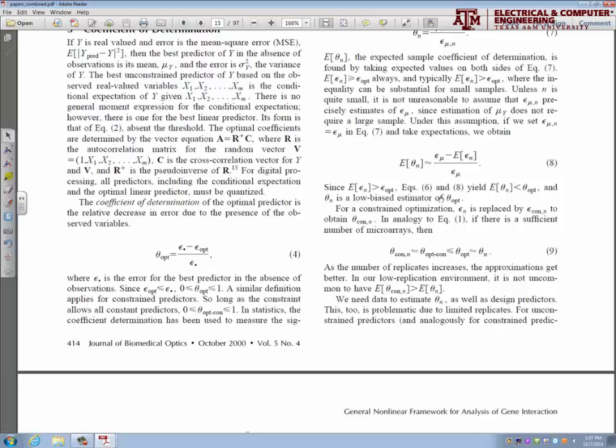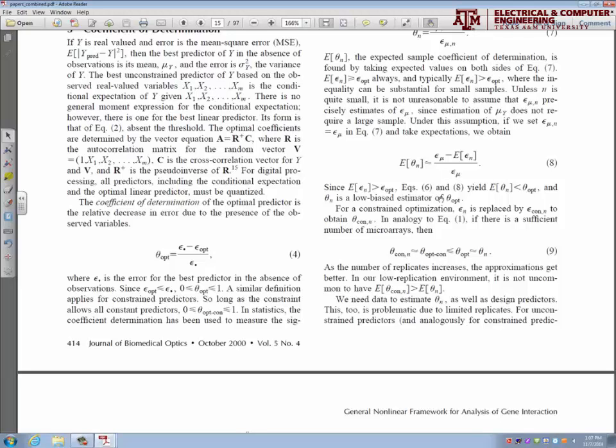If y is a real valued random variable, and the error you're using is the mean square error, the expected value of the absolute value squared of y predicted minus y, then the best predictor of y in the absence of any observations is its mean. I already proved that in the last lecture. And the error of that best predictor in the absence of any observations is basically the variance. I showed that to you.